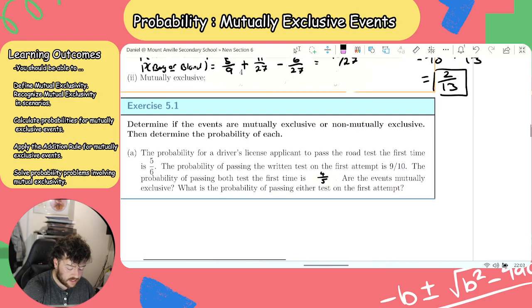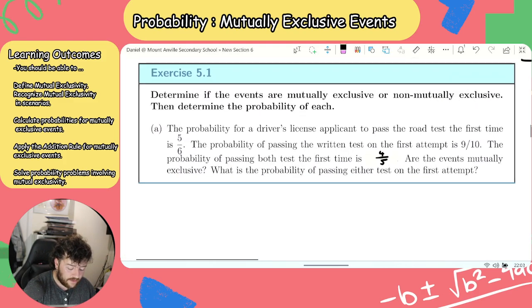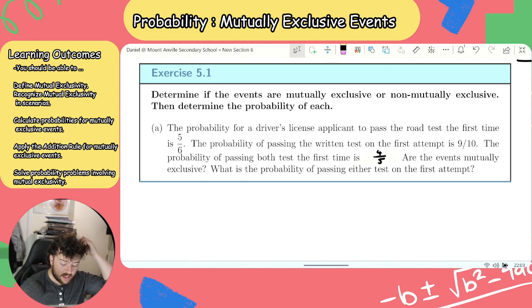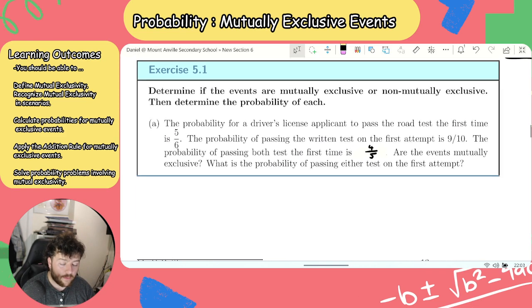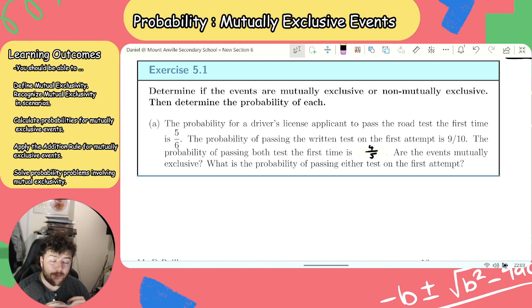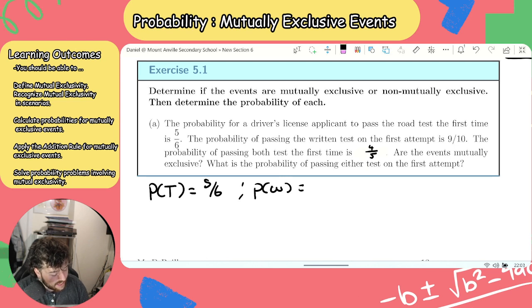Right, let's look at some more examples here. Determine if the events are mutually exclusive or non-mutually exclusive, and then determine the probability of each. The probability for a driver license applicant to pass the road test the first time is 5/6. So now let's write that down. The probability of passing your test the first time is 5/6. The probability of passing the written test is 9/10.